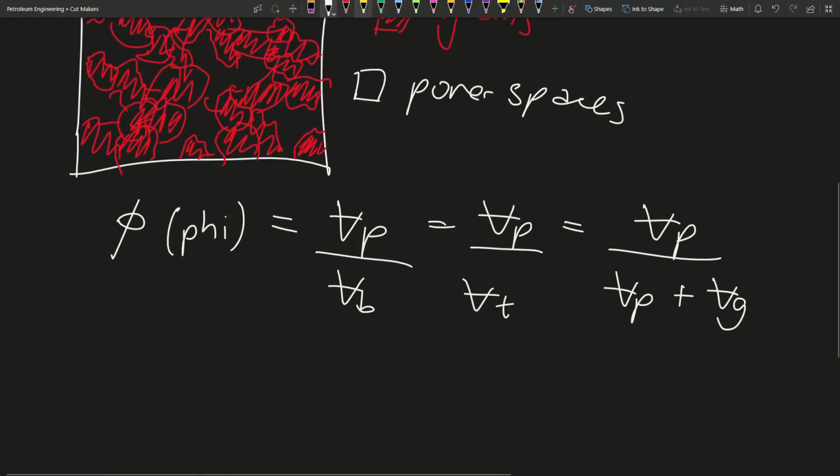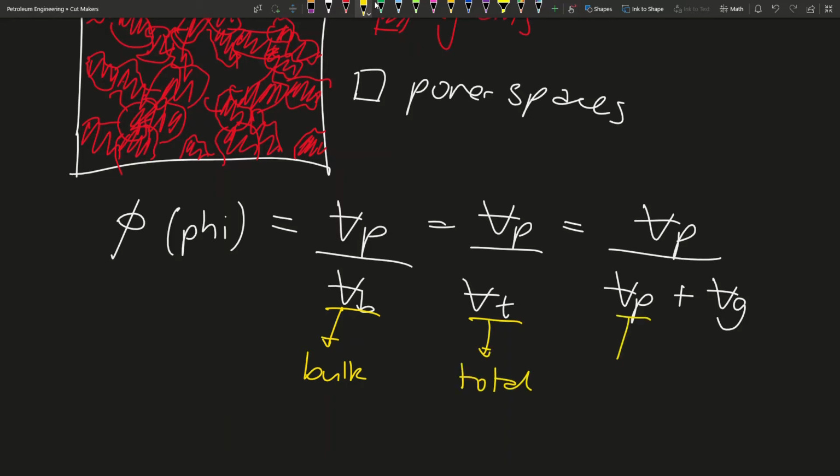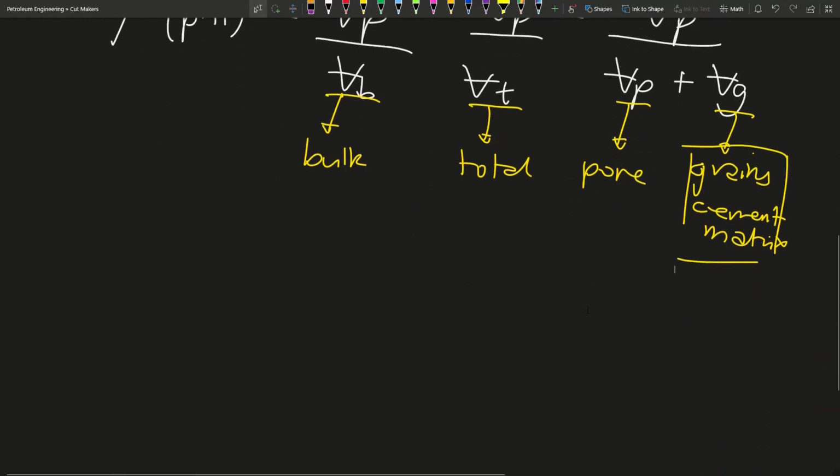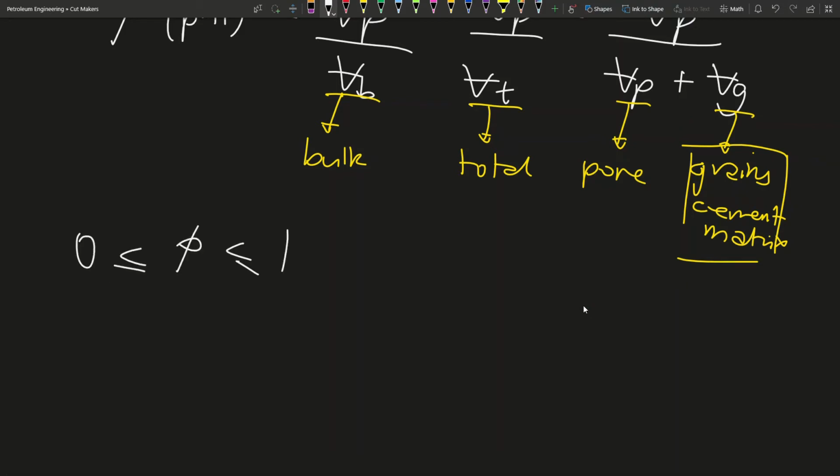Alright, let me just label these real quick so that you'll remember. This is bulk volume, which is the same as total volume for a given sample. This is pore volume, and this is the volume of the rock grains, and also whatever is binding them together, so the cement and also the matrix. This is like a collective term for all those. Okay, so given that it is a fraction, we know that porosity has to be between 0 and 1.